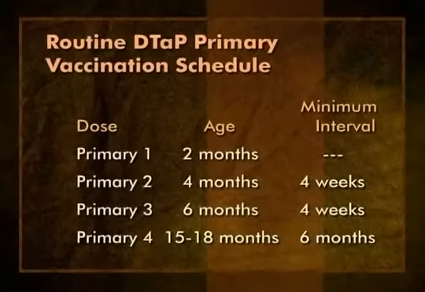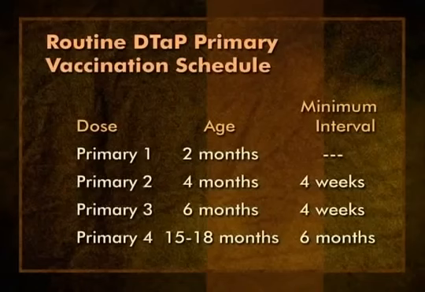The most current ACIP statement for DTaP was published in 1997. We have a link to the document on the resources webpage. We'll now discuss these recommendations, beginning with the schedule. DTaP vaccine is recommended for all infants and children without contraindications. We will discuss contraindications to vaccination in a few minutes.